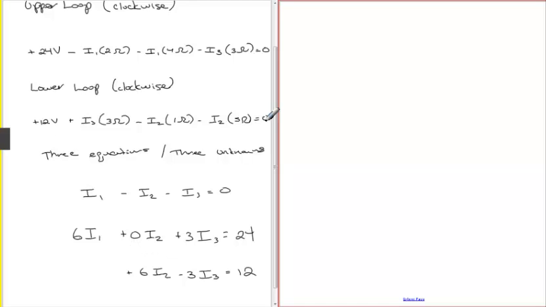So we start with the last equation. And you can see that we actually can divide by 3 to make it easier. So let's take equation number 3, divide by 3. That'll give us 2I1 minus I3 is equal to 4. And let's solve for, we're going to solve for I3. Actually, I2.